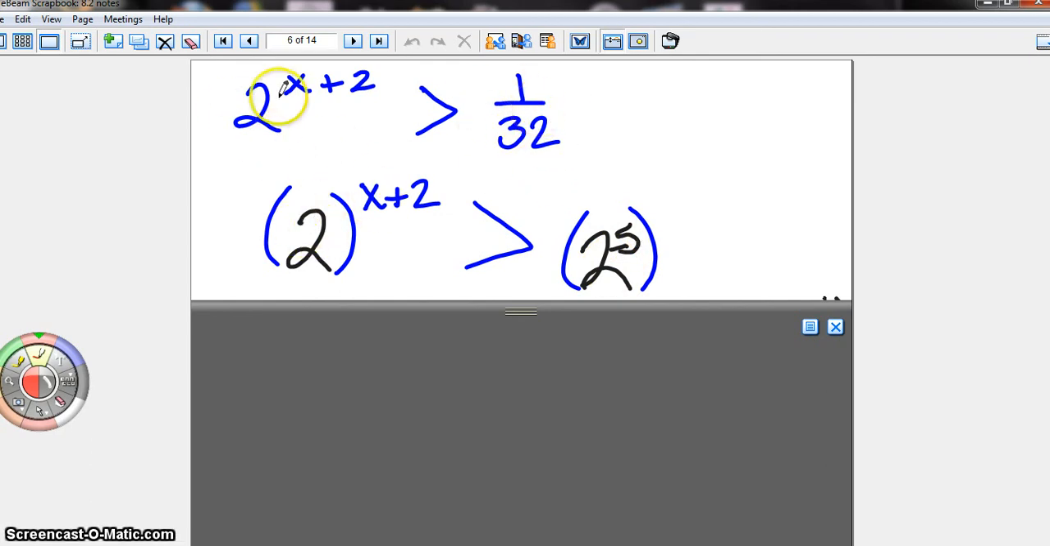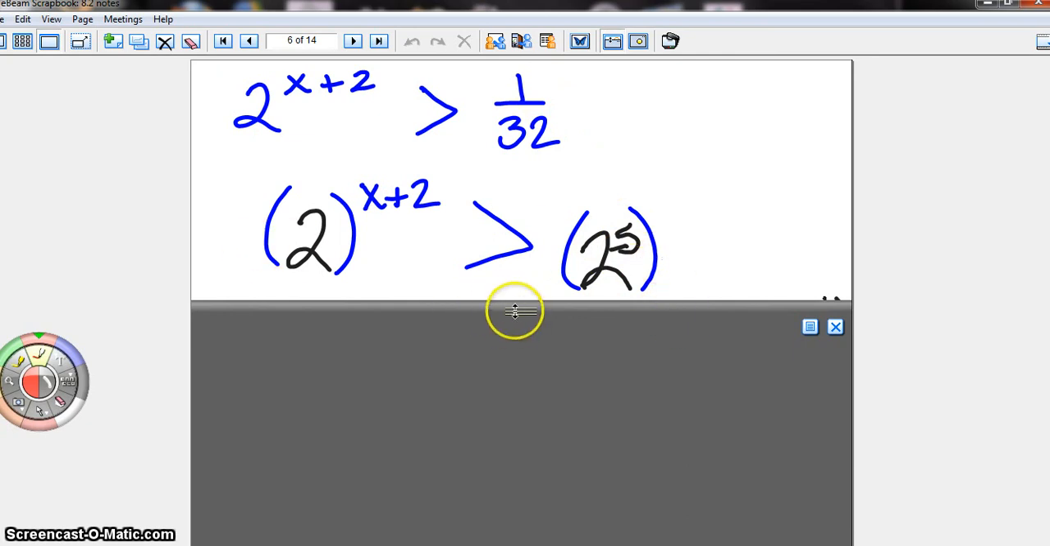So I have this 2, which is unchanged. I have this, which I make a power of 2. My hint over here was I have a base of 2. So can I make this a base of 2 to some power? Yep, 2 to the 5th. Oh, but it's a fraction, so I need to make it a negative 5th power.